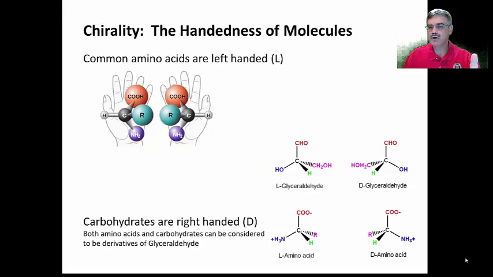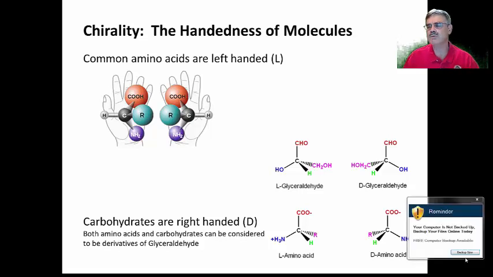Now, I'll pause and I'm going to do a little demonstration to try to explain what we mean by mirror images. Okay, here I am. I have my mirror and I have my left hand. This is my left hand. See, I've got my wedding ring. And if I bring, oops, it's hard to do.